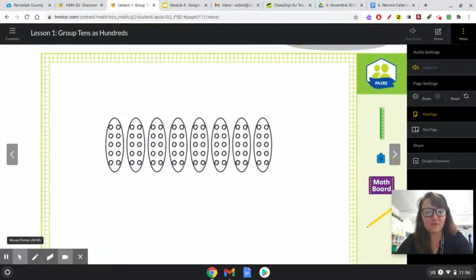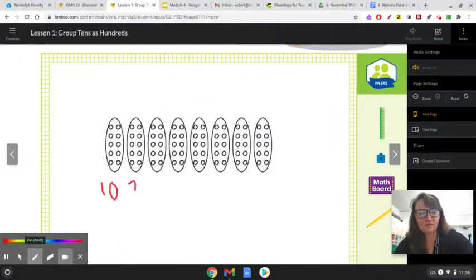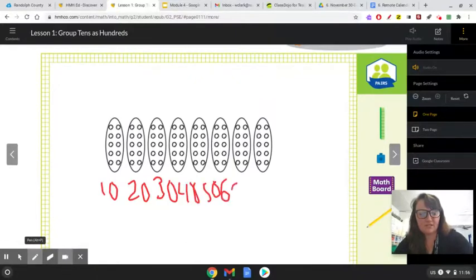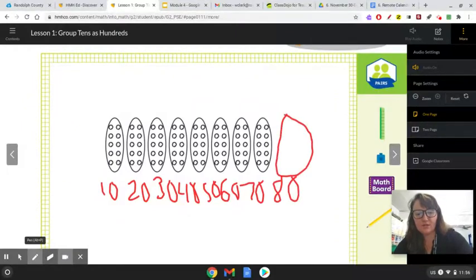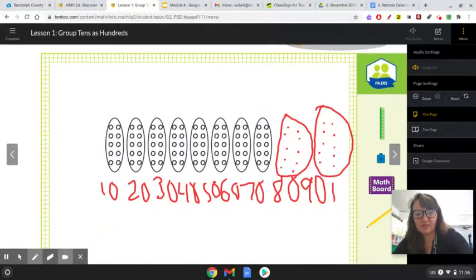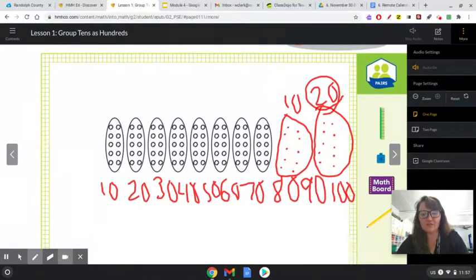If there are 10 in each one, you're counting by tens, right? So we have 10, 20, 30, 40, 50, 60, 70, 80. So let's draw another one. 1, 2, 3, 4, 5, 6, 7, 8, 9, 10. So that's 90. And then we have 100. 1, 2, 3, 4, 5, 6, 7, 8, 9, 10. Now we have 100. So if we do 10, 20, we needed 20 more eggs to make 100. Did you guys see that?